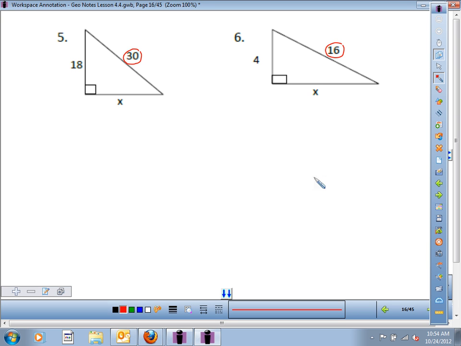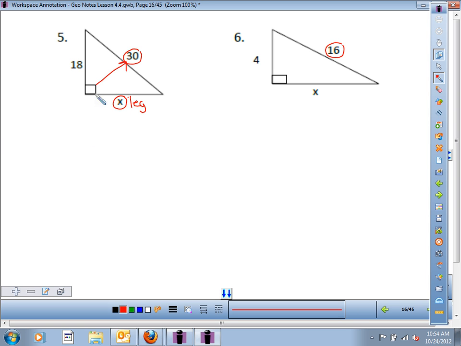All right, number 5 and 6. Now here's the twist on these. What we have here is I know the hypotenuse, but I don't know one of the legs. I don't know a leg here. So this one works slightly differently. Let's set it up.